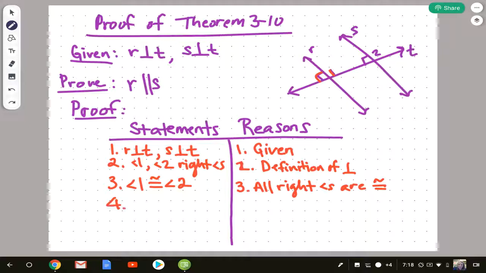Okay, so since we've gotten to the point where we can say that angle 1 is congruent to angle 2, now I can say that R is parallel to S, because these two are corresponding angles. R and S are the parallel lines, T is the transversal. So this would be the converse of the corresponding angles postulate.